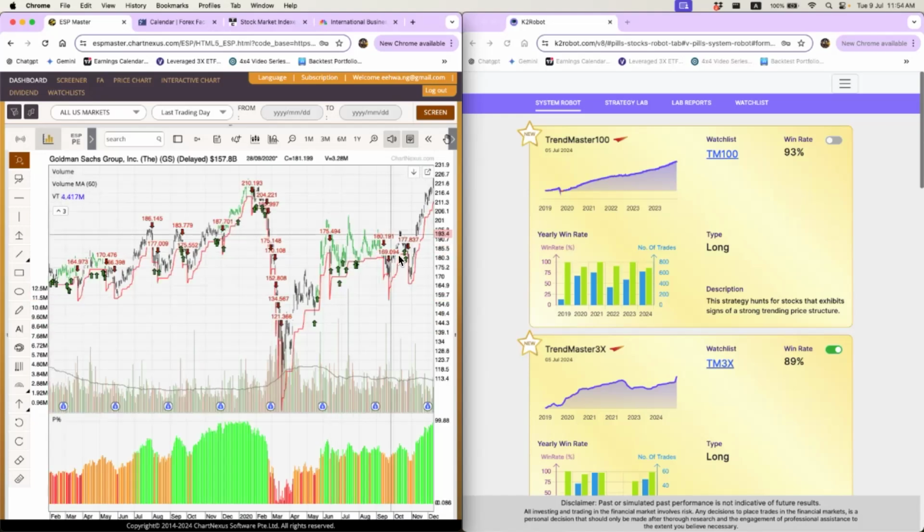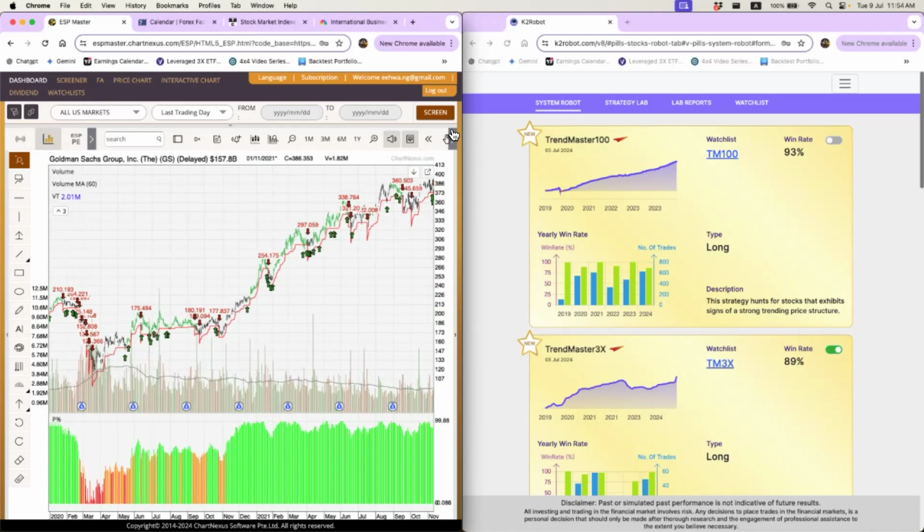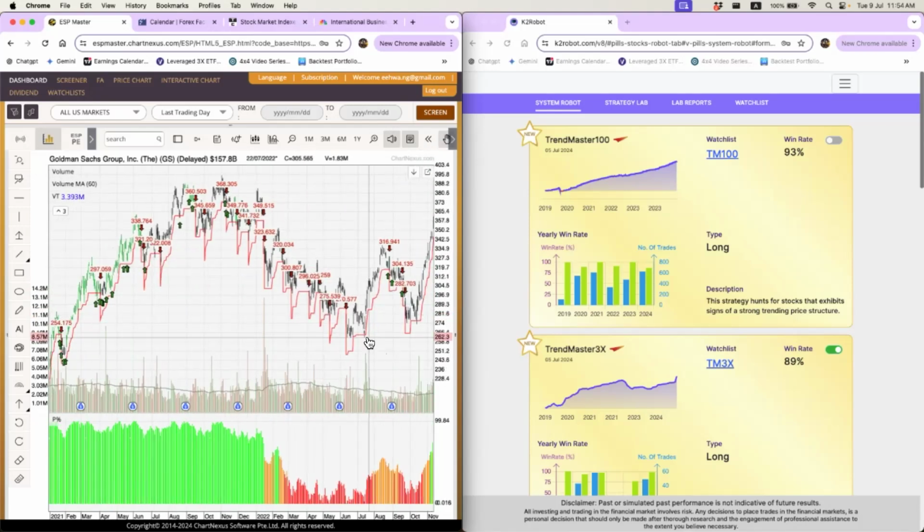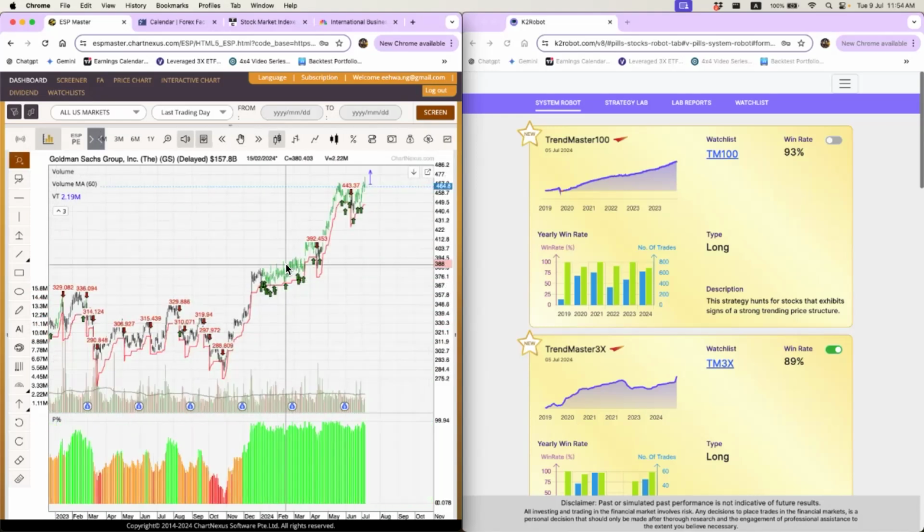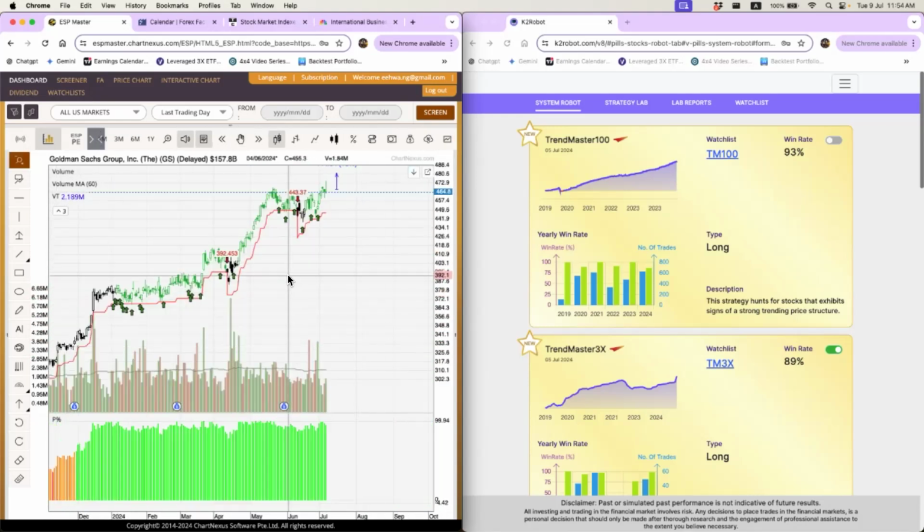So we want to give it wide enough space for the price to swing so that we are not caught in the whipsaw, or so that the robot can still keep track of the trend and stay within the trend. Okay, so that is what we have done for the stop loss.